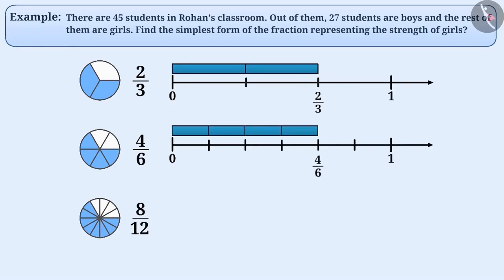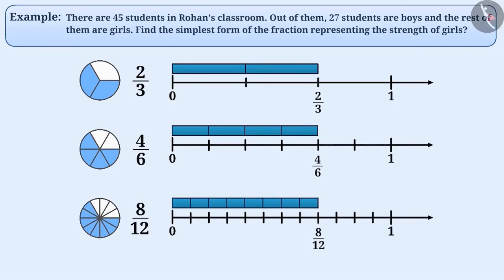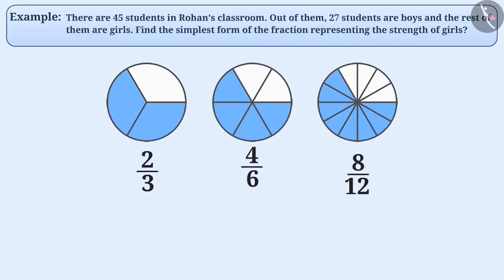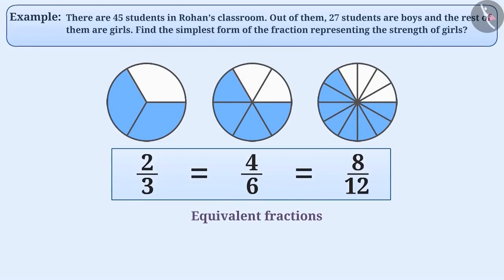Similarly, we will represent 4 by 6 and 8 by 12 on the number line. As you can see, the fractions 2 by 3, 4 by 6 and 8 by 12 are represented at the same position on the number line. So, their values are equal. That means all these fractions are equivalent.